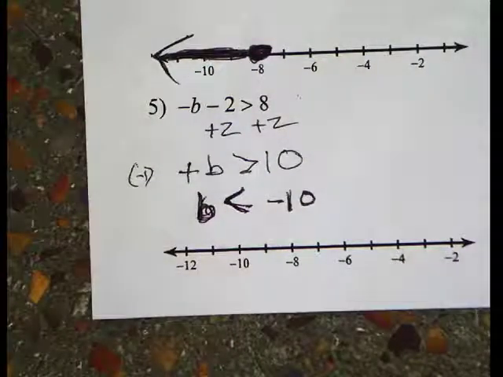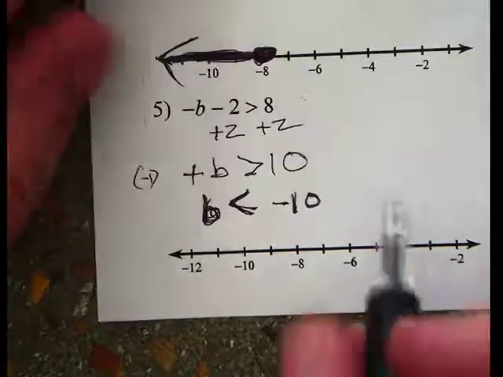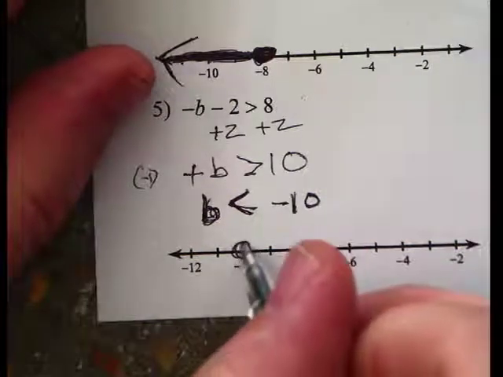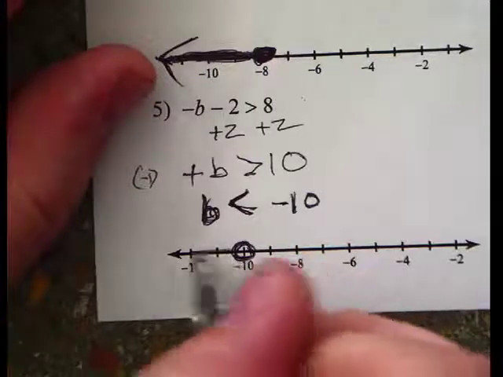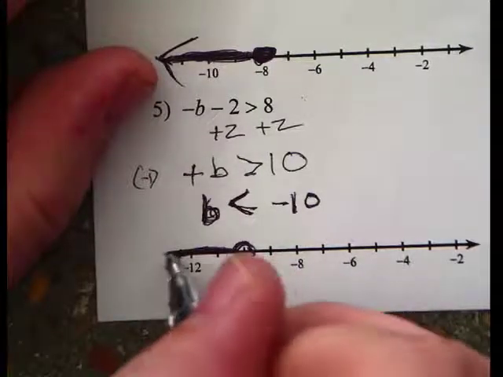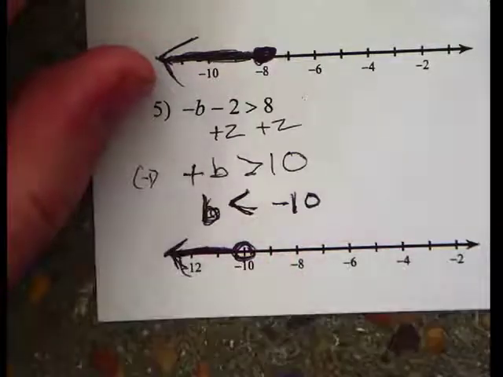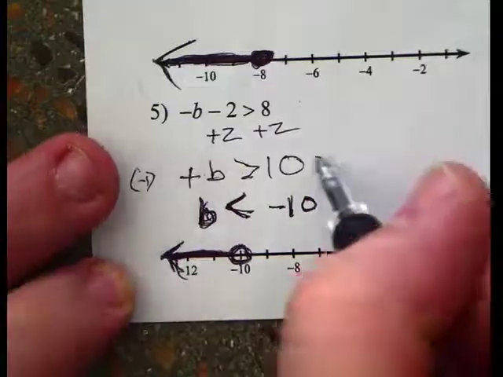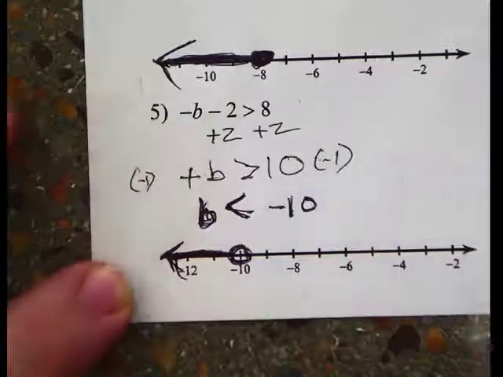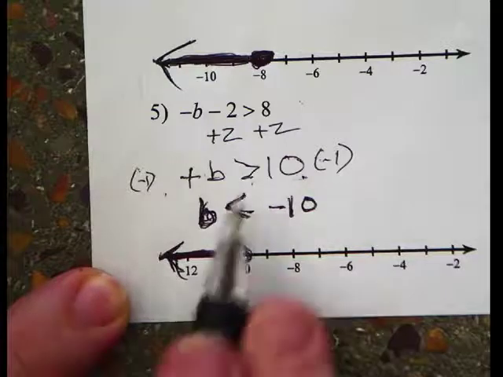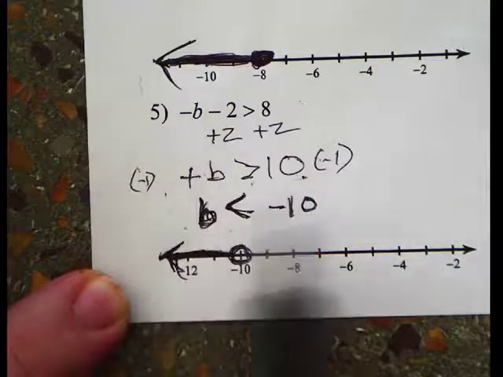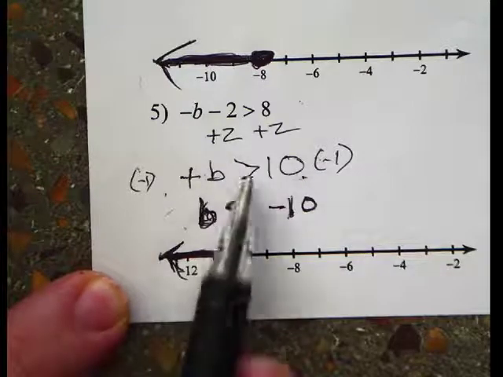Okay? Once we've switched everything, now we can say, all right, we go to negative 10, it's a hollow circle, and it's everything less than. And that's how you do that one. By switching the sign, that's the same thing as multiplying both sides by a negative 1. And remember, when you multiply by a negative, you have to flip the sign. Or if you just want to remember, hey, I just got to change the sign, change the sign, change the sign, if that makes sense.